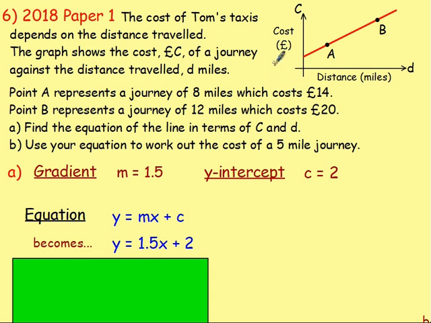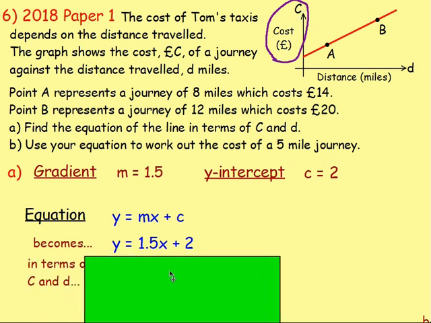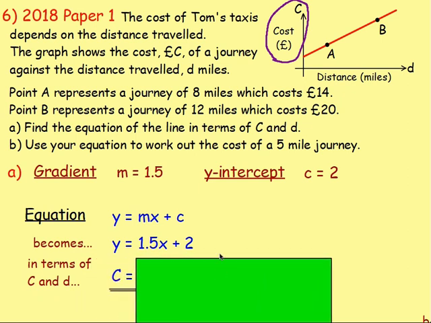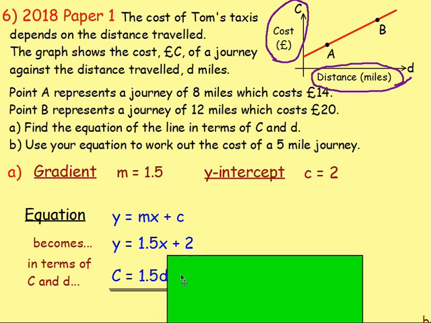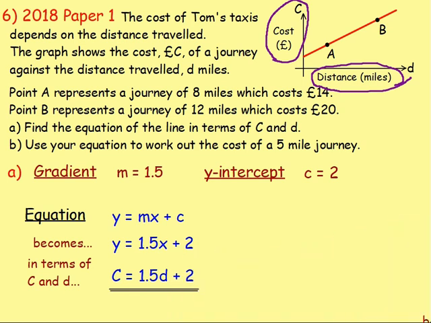So looking up here on our y-axis, well, it's not called our y-axis anymore, it's called c. It's the c-axis. We replace y with c, so do that in the equation. So we'd have c equals the x-axis. Well, if you look at the x-axis, we're no longer calling that x as well. There's a d beside it, so we replace x with d. So do that in the equation as well. So we'd have 1.5 times d instead of x. And plus 2 will just stay as it is.